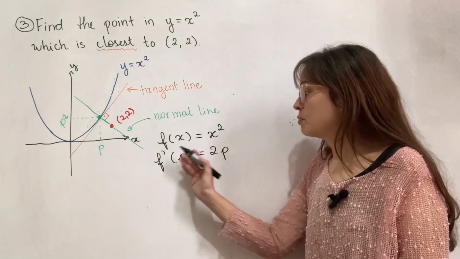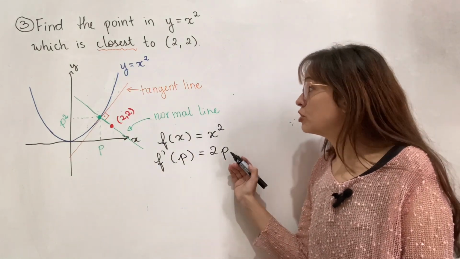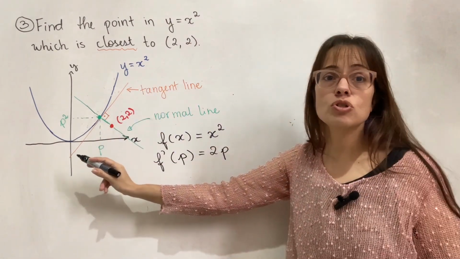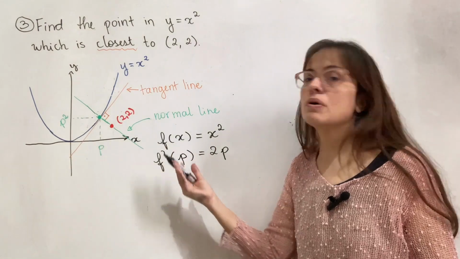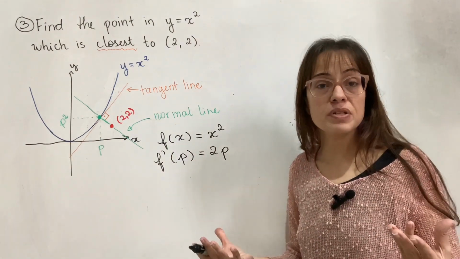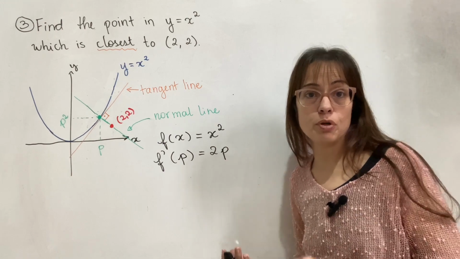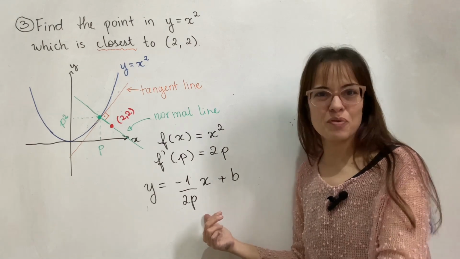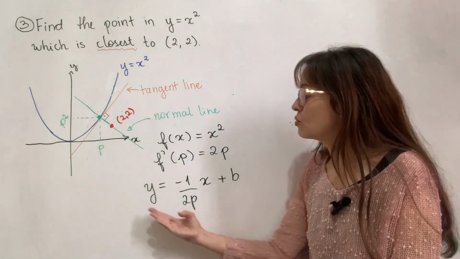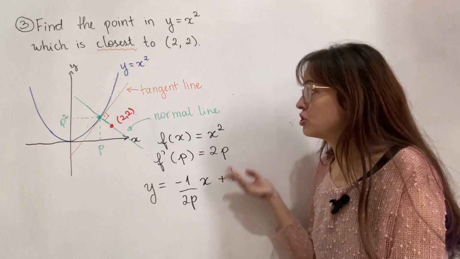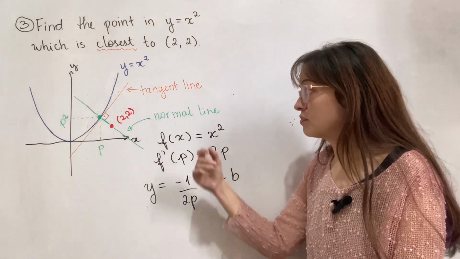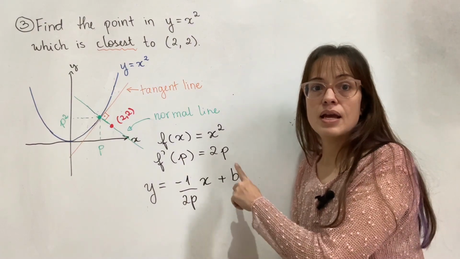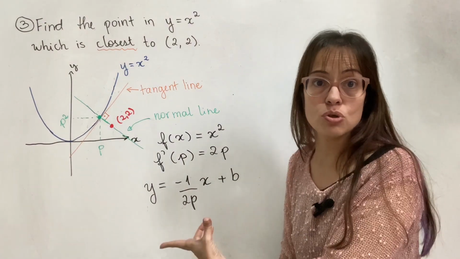I know that f prime of p is 2p. I know that 2p is the slope of this tangent line, but I don't want to talk about the tangent line. I want to talk about the normal line, and they're perpendicular. So what is the slope of a perpendicular line? It is minus 1 over the slope of the first line, right? So this is the equation of the normal line, but it's not finished because I don't have this value of b yet. And in order to find it, I can substitute a point.